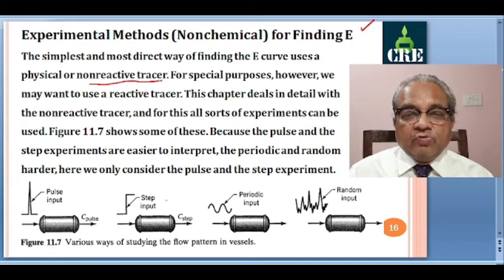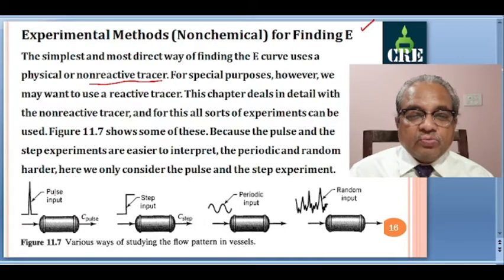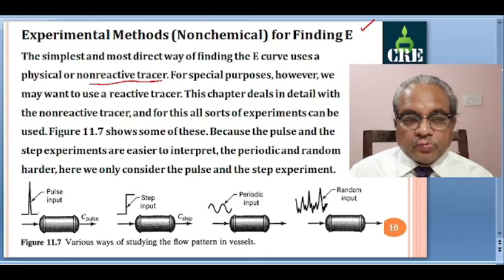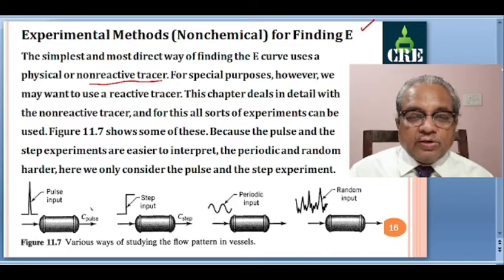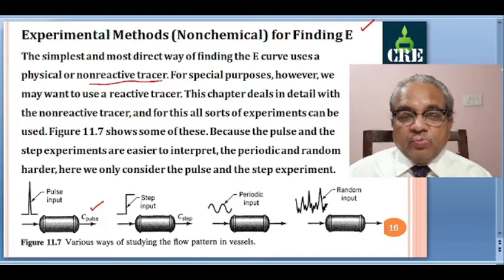So this particular figure shows 4 different kinds of stimulus input. Here a pulse input is given. What you get at the exit, the concentration, we measure in terms of C pulse as a function of time. If we give a step input, then C step, the concentration for step input, as a function of time. And then there is periodic input, sinusoidal, or you can give random input.